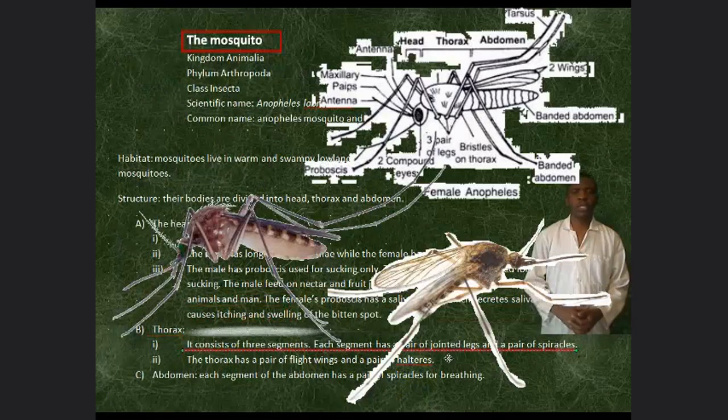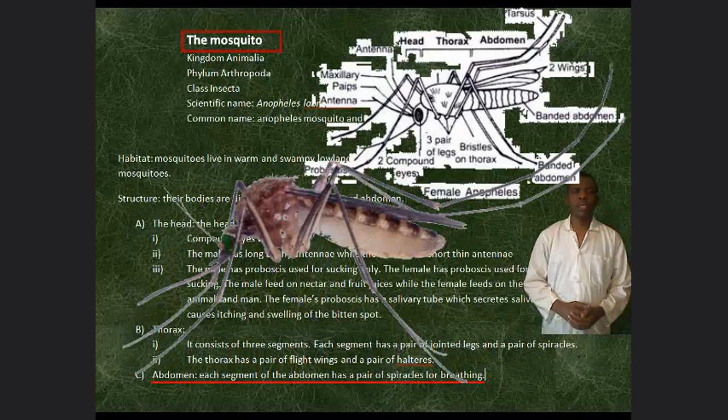B. Thorax. It contains three segments. Each segment has a pair of jointed legs and a pair of spiracles. The thorax has a pair of flight wings and a pair of halteres. C. Abdomen. Each segment of the abdomen has a pair of spiracles for breathing.